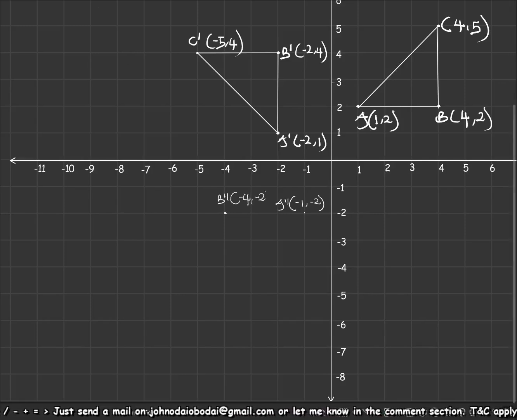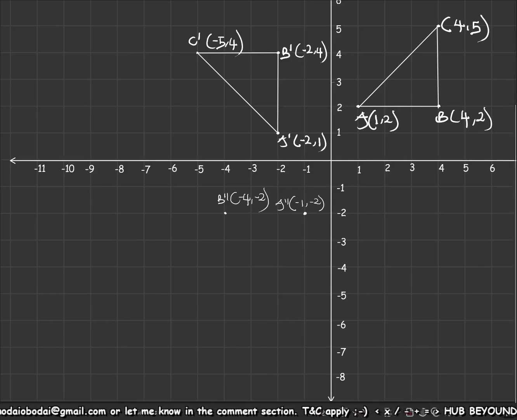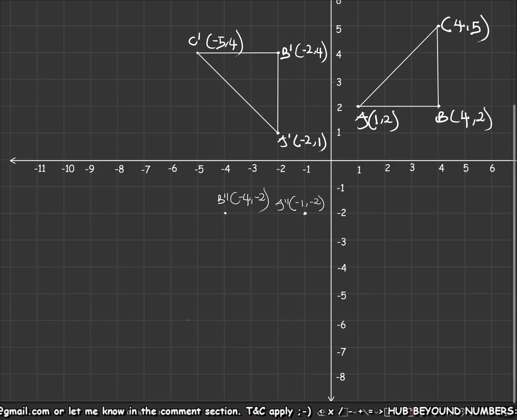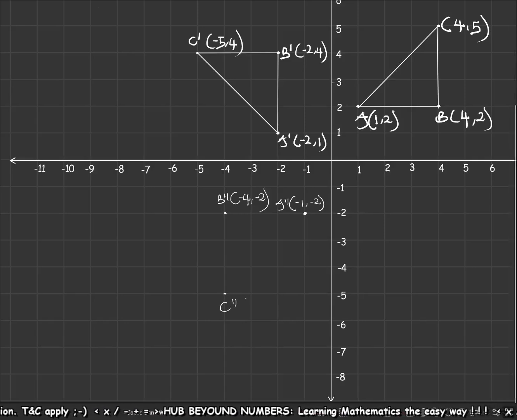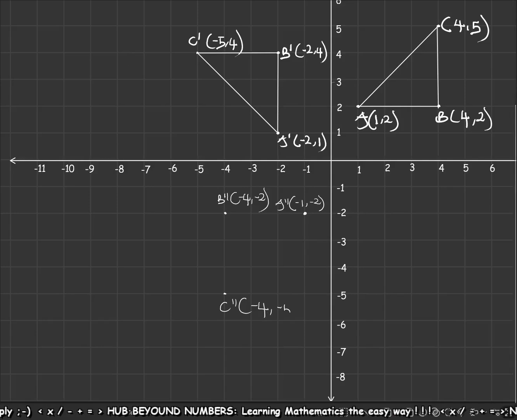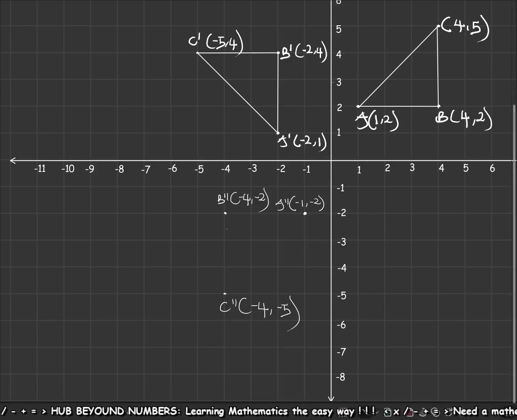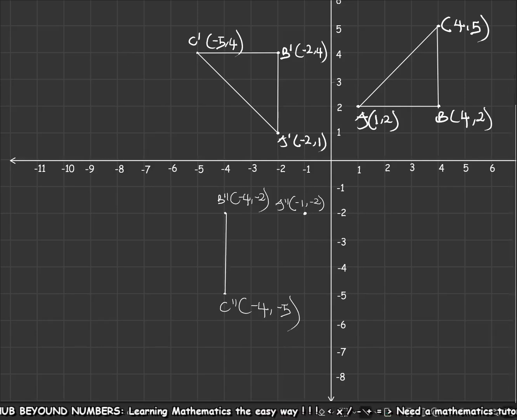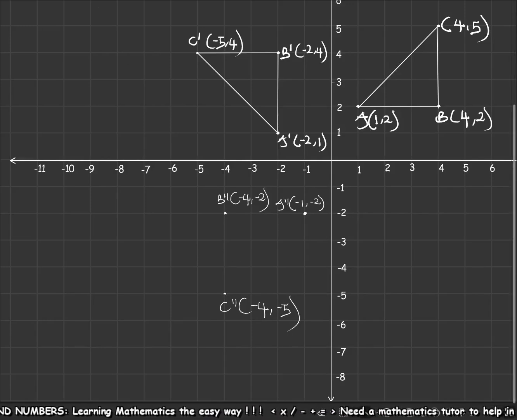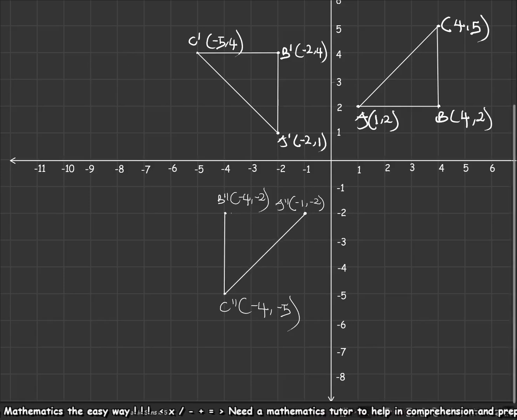Negative 4, negative 2. And then for the very last one, which is C prime prime, its coordinate is also negative 4, negative 5. So negative 4, negative 5. That is it over here. You see, that is for C prime prime. So negative 4, negative 5. Then what we do is we join this point, you see, because it was a triangle. So you take your ruler and join the points.